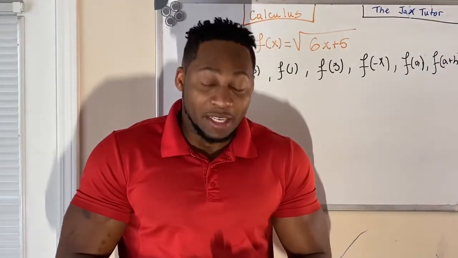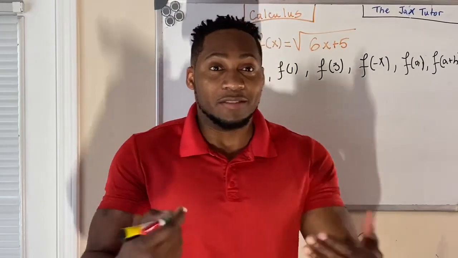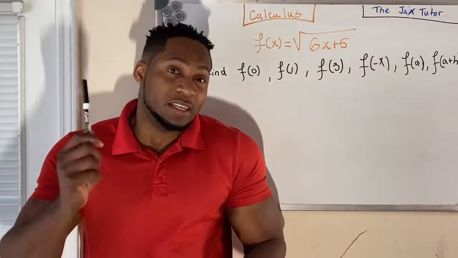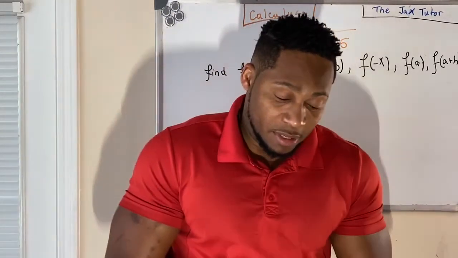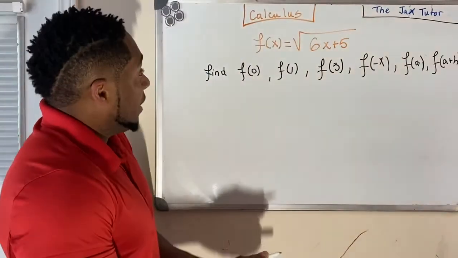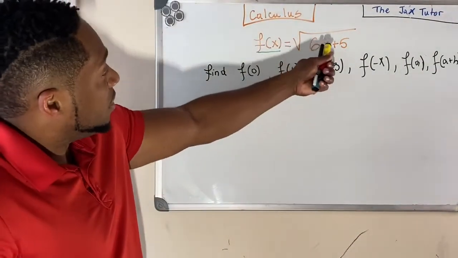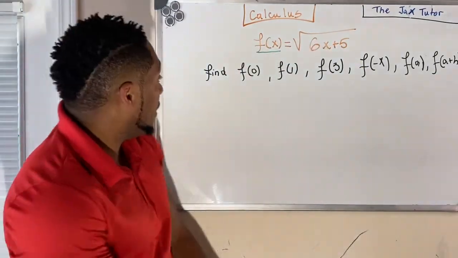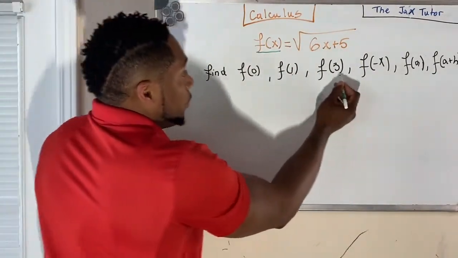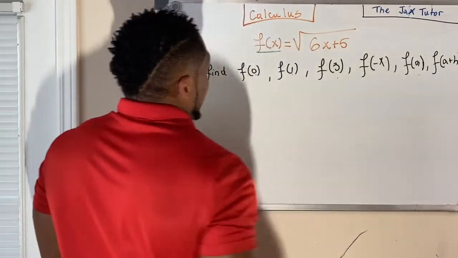So today we're going to do something very simple. We're going to have a function and we're going to evaluate it at specific values. So let me show you what that looks like. We have the function f of x equal to the square root of 6x plus 5, and we're going to evaluate it at 0, 1, 3, negative x, a, and a plus h.